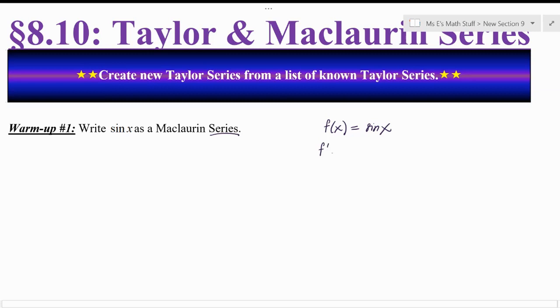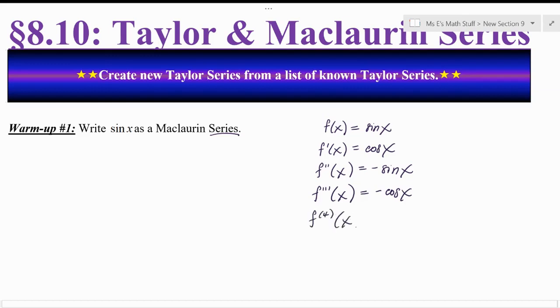So, f prime, the derivative of sine, is cosine. F double prime, the derivative of cosine, is the opposite of sine. F triple prime would be the opposite of cosine. And then when you get back to the fourth derivative, you cycle back around and start over, if that makes sense. Because the derivative of negative cosine is positive sine, etc. Okay, now since it's a Maclaurin series, it's centered at 0.